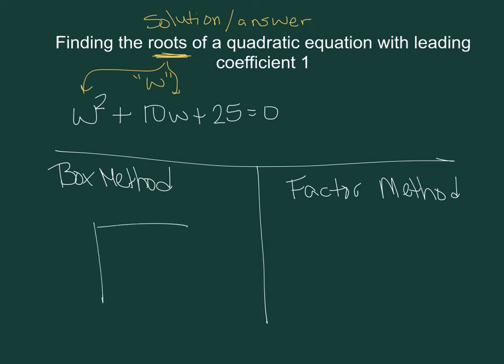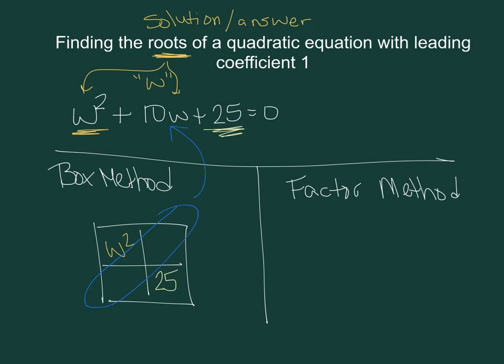So the box method would be to draw this out. We know that the first term will go up here, and the last term will go over here. And we know that the addition of the terms in these two boxes has to be equal to 10w, and the multiplication of what's in those two boxes has to be equal to 25. This is the multiplication portion, and the blue is the addition portion.